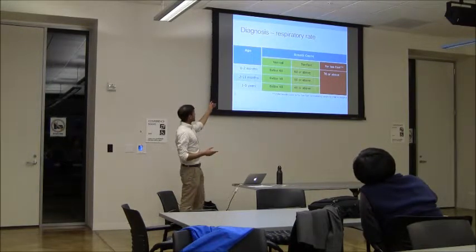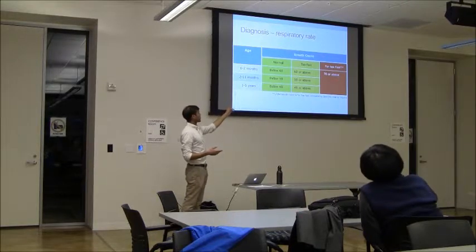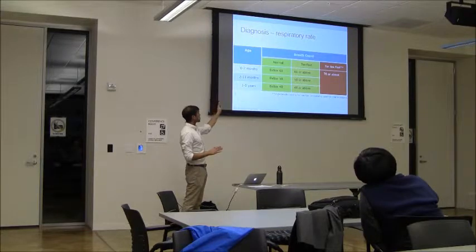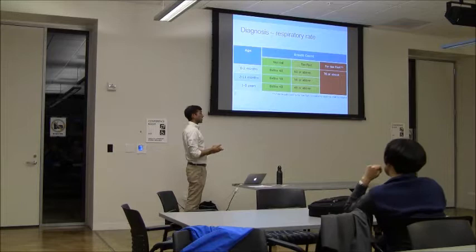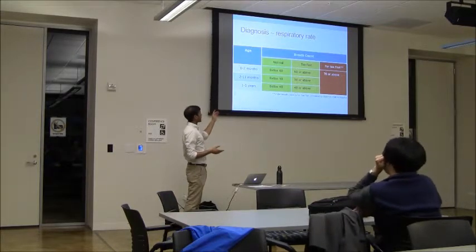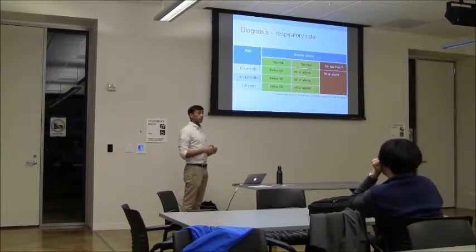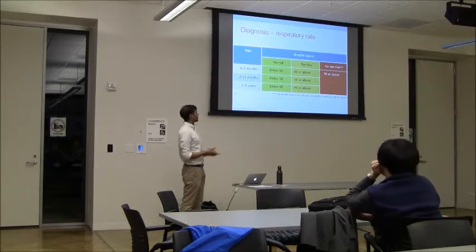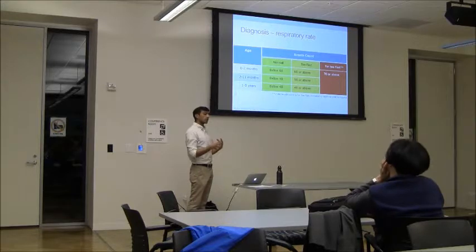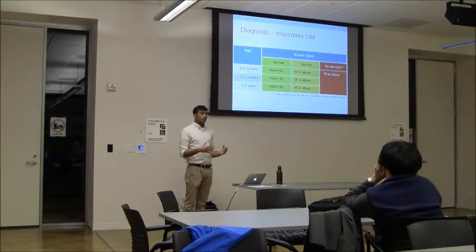And what we see based on this chart is if a child is breathing 60 breaths per minute or above, that a child 0 to 2 months, then you consider they're breathing too fast, and that would be diagnostic of pneumonia. If a child 2 to 11 months is breathing 50 breaths per minute or above, that would also be diagnostic of pneumonia. Or if a child 1 to 5 years of age is breathing 40 breaths per minute or above, that would also be diagnostic of pneumonia in a low-resource setting.